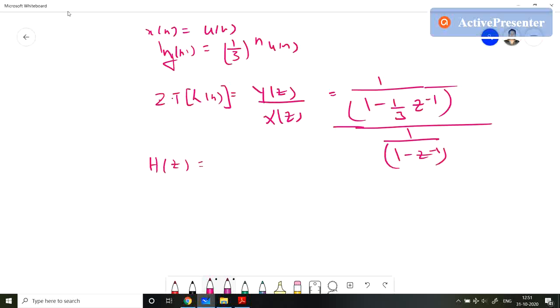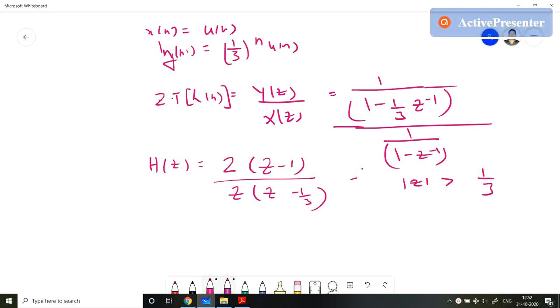So H(z) we can write as (2z minus 1) divided by (z minus 1 by 3). Please check this relation. So this is H(z), and the ROC is modulus of z greater than 1 by 3. Now we can find the impulse response by using partial fraction analysis.